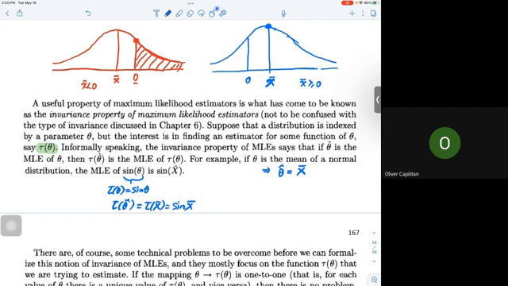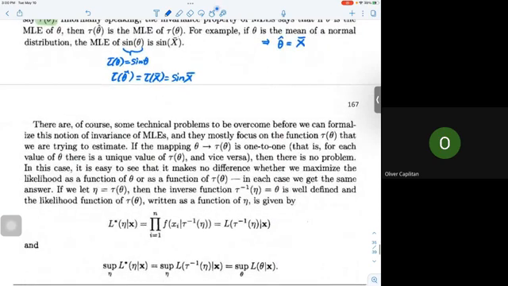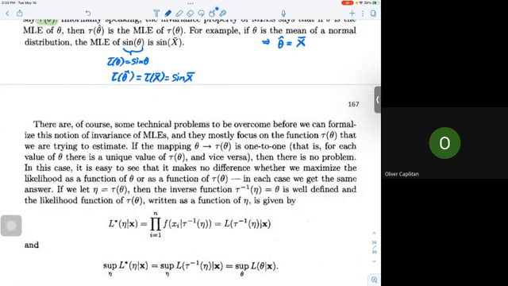Okay. So there are, of course, some technical problems to overcome before we can formalize this notion of invariance of maximum likelihood estimators, and they mostly focus on the function of our parameter theta that we are trying to estimate. So if the mapping tau of theta is 1 to 1, when you say 1 to 1, that is for each value of theta, there's a unique value of tau of theta, and vice versa.